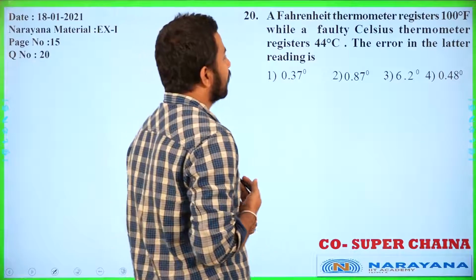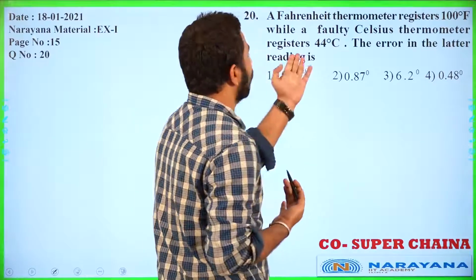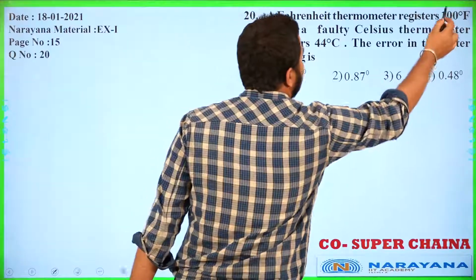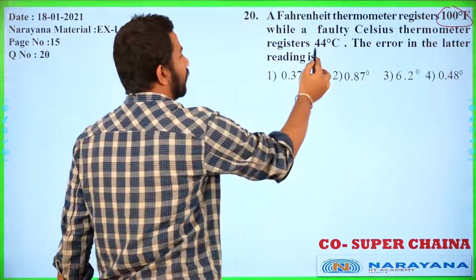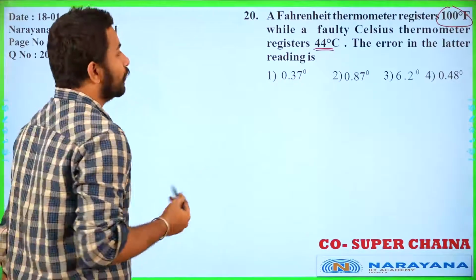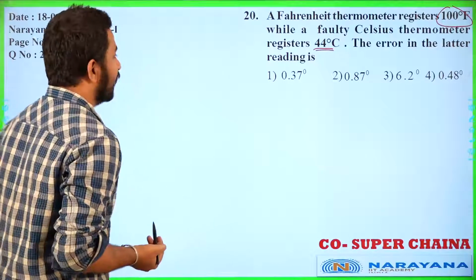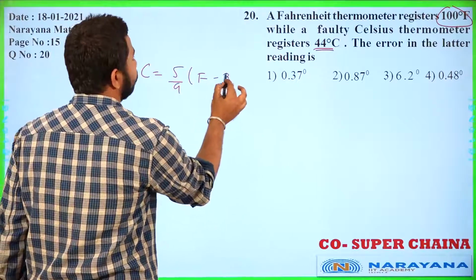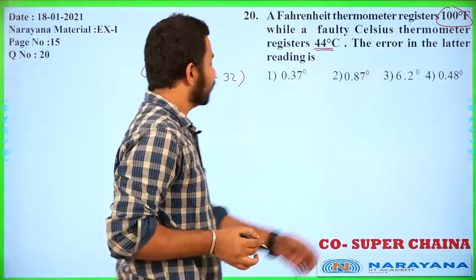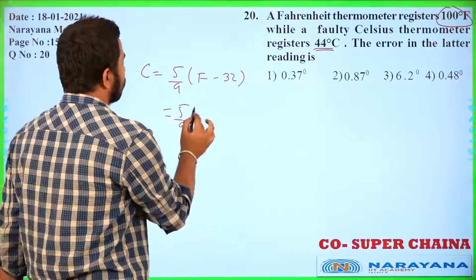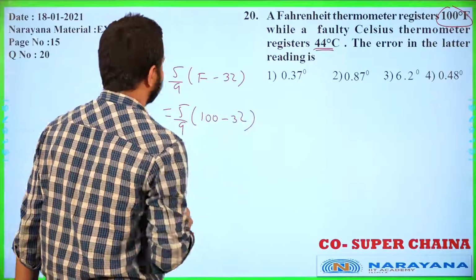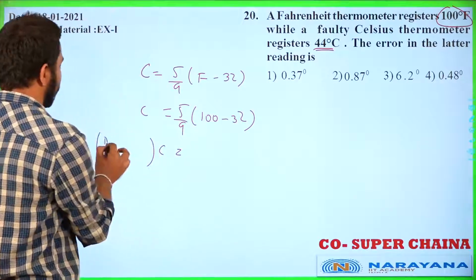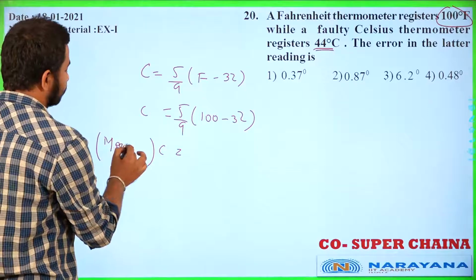A Fahrenheit thermometer registered 100 degree while a faulty thermometer registered 44. So there is a temperature of 100 degree Fahrenheit, and it is measured by a faulty thermometer as 44 degree. You have to find what will be the error in the reading. So C will be 5 by 9 (F minus 32), and here the temperature to be measured is 100. So just substitute 100 minus 32 here. You will get C. This is my measured C, student.